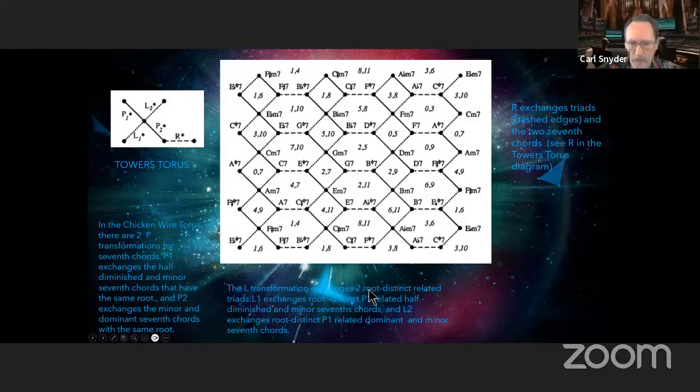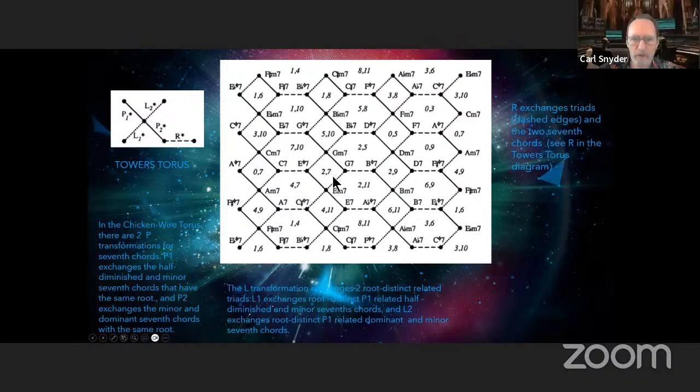The L transformation exchanges two root distinct related triads. L1 exchanges root distinct P1 related half diminished and minor seventh chords, and L2 exchanges root distinct P1 related dominant and minor seventh chords. R exchanges triads, dashed edges, and the two seventh chords. See R in the tower's torus diagram.